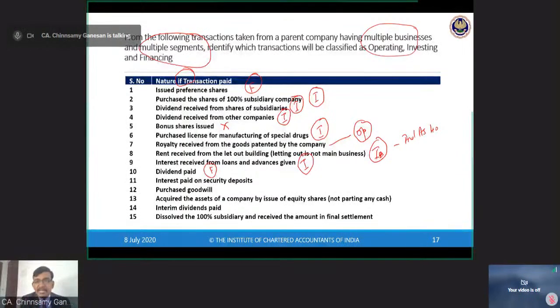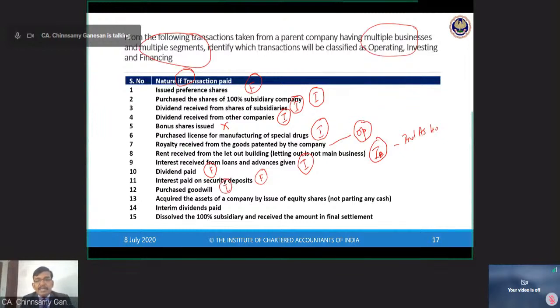Interest paid on security deposit. When I took the security deposit, it is like I have taken a financing from other party, and accordingly any interest paid will also be my financing activity expenditure outflow. Purchased goodwill is nothing but my long-term asset, so investing activity.